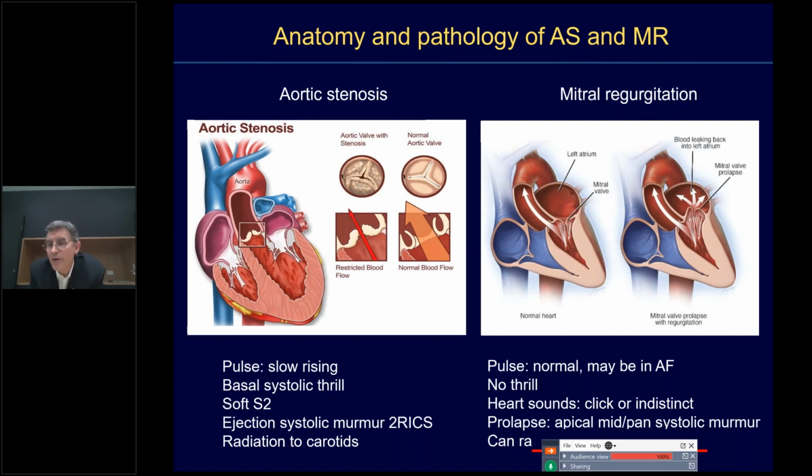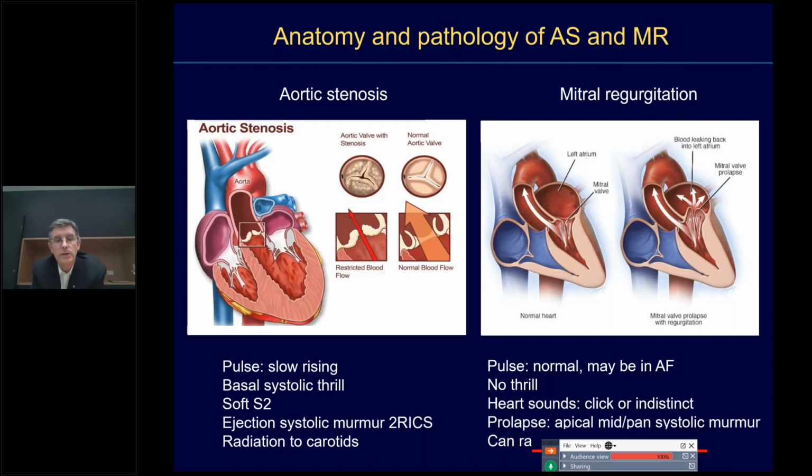So that can sound very much like an aortic systolic murmur if you have a mitral murmur that is not a pansystolic murmur. And typically, yes, it is true that most mitral murmurs radiate from the apex into the axilla, but that's not true of all mitral regurgitation.